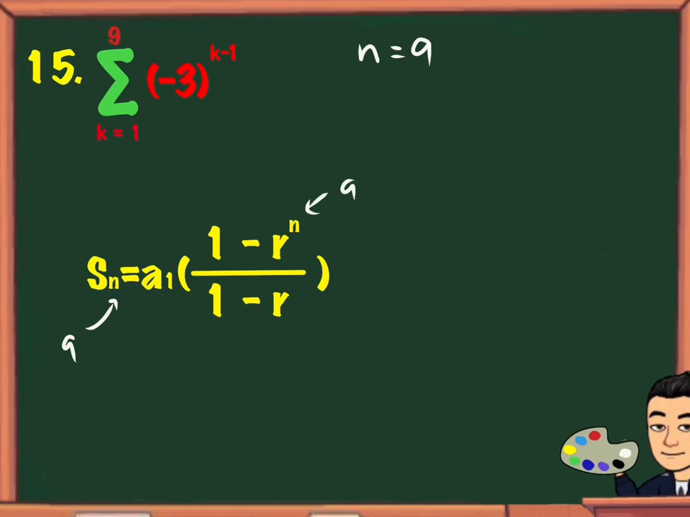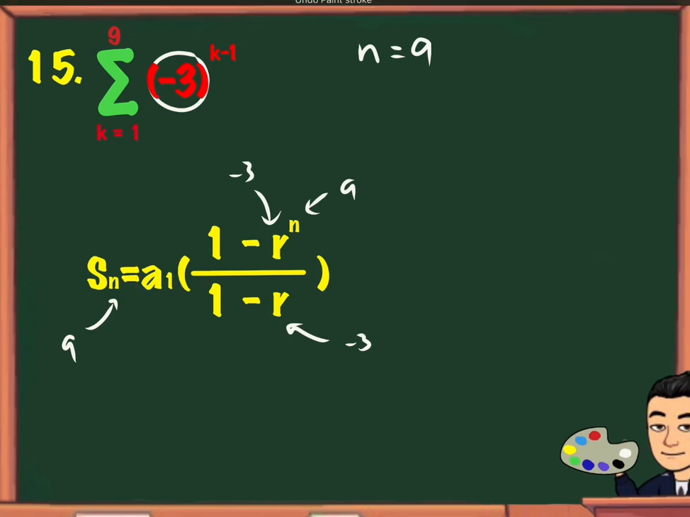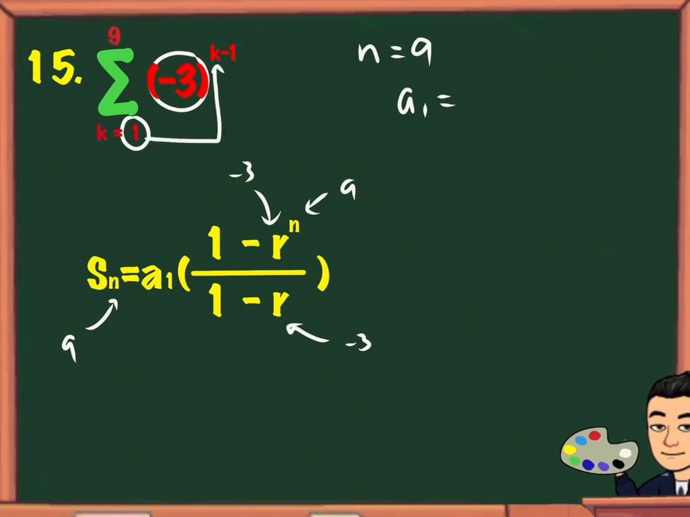The beauty of these types of questions is that you already know what the ratio is without solving it. It's the one in the parentheses, so it's negative 3. Next, you want to find out what a sub 1 is. You plug the first value for k into the expression. So that's negative 3 to the 1 minus 1, which is negative 3 to the 0th power. So it's just 1. Your a sub 1 is going to be 1.